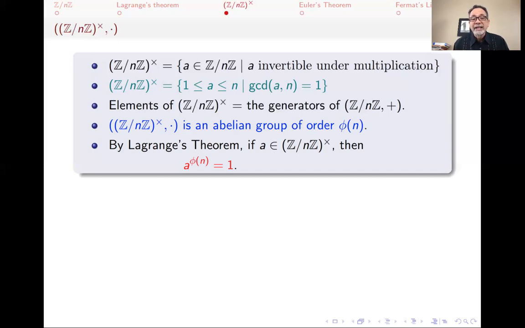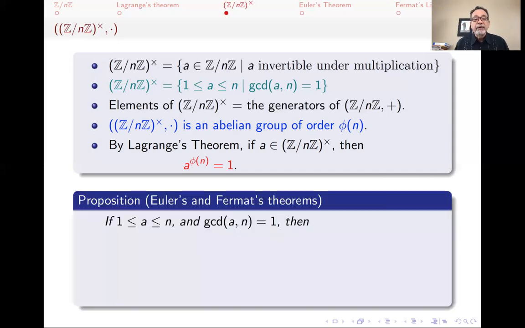Well, what that means is that if you take a and raise it to the power phi of n, but then find the remainder of that when you divide by n, you get 1. And from that, we get this version of Euler's theorem: if you pick something in Z mod nZ, the units of Z mod nZ, so if you take an integer between 1 and n that's relatively prime to n, then if you raise that to the power phi of n, you get remainder 1 when divided by n. This is called Euler's theorem.